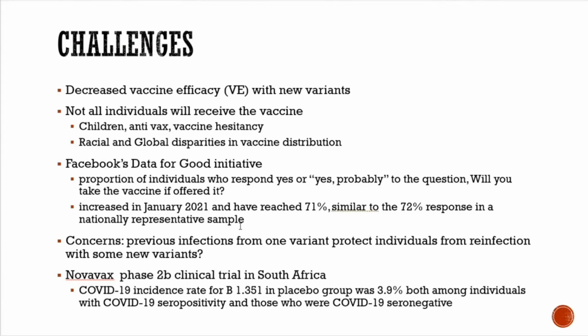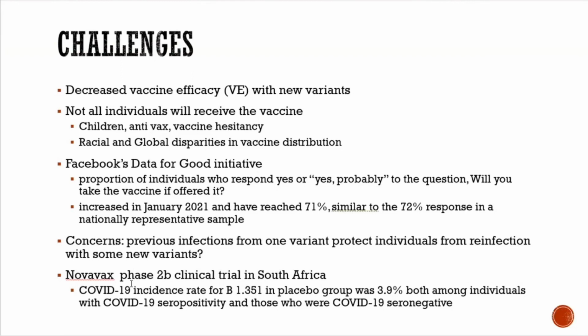So everyone getting vaccinated is a concern. Also, do previous infections from one variant protect individuals from reinfection with some variants? We already have some evidence that that is not the case. You can get infected with the new variants, even if you have immunity and have been infected with the sort of wild type mutant virus. In fact, we have evidence already from some of these vaccine companies.